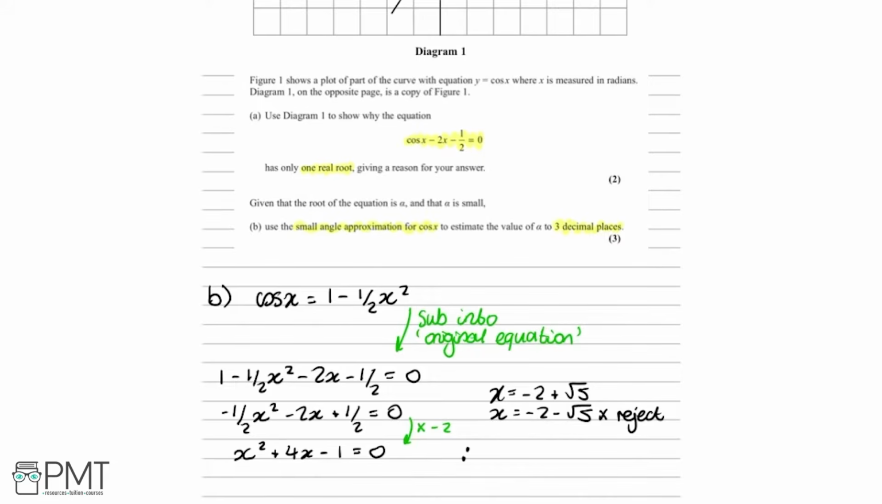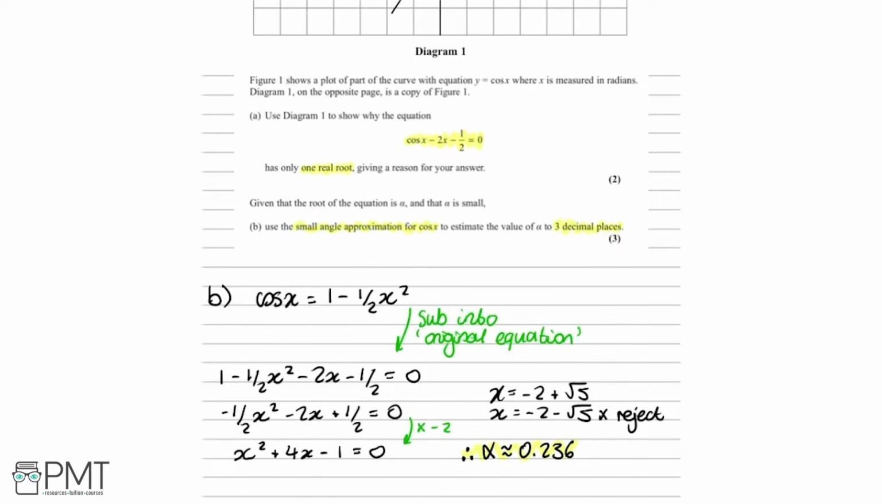So therefore, the root, or as it calls it in the question, alpha, is approximately equal to, and remember it says 3 decimal places. Again, using our calculator, we can see that it's approximately equal to 0.236 to 3 decimal places. And that's the answer to the question.